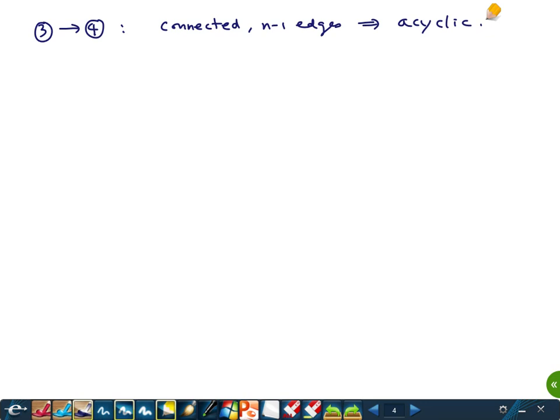So to prove this, just assume the opposite: T is not acyclic. And if you can find a contradiction, then it will prove that it should be acyclic. Not acyclic means it has a cycle. Let's consider a simple cycle. Then T has a simple cycle.